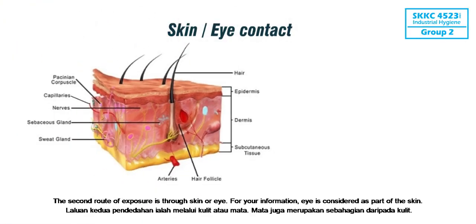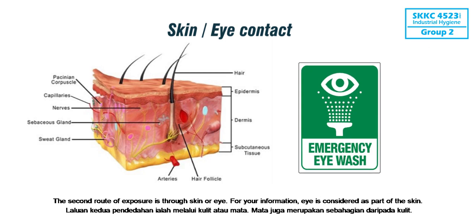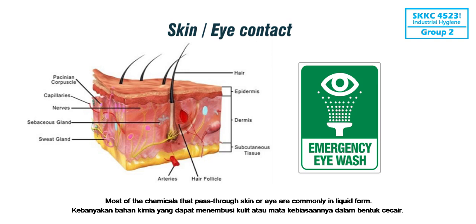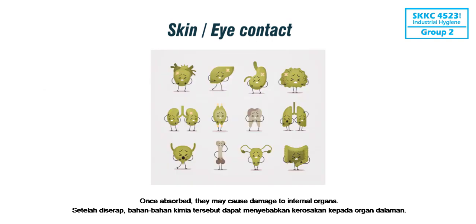The second route of exposure is through skin or eye. For your information, eye is considered as part of the skin. Most of the chemicals that pass through skin or eye are commonly in liquid form. Some chemicals can be absorbed into the bloodstream and cross the skin barrier. Once absorbed, they may cause damage to internal organs.